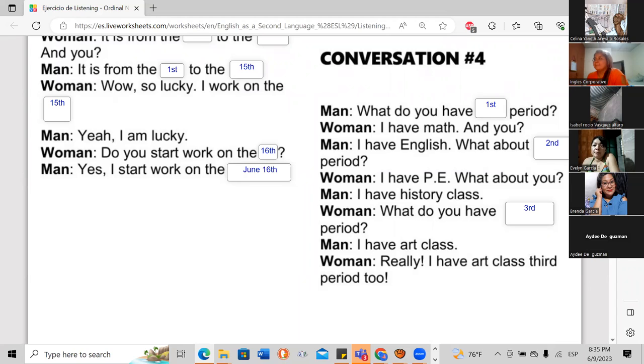I have math. And you? I have English. What about second period? I have PE. What about you? I have history class. What do you have in third period? Third period, I have art class. Really? I have art class.